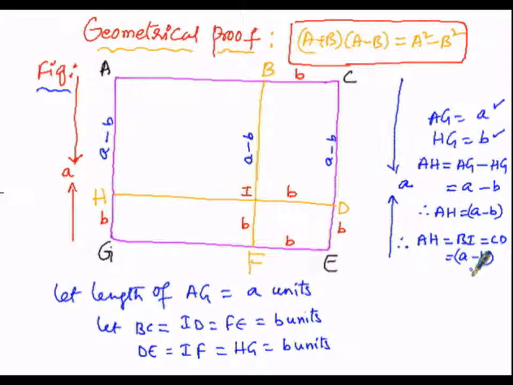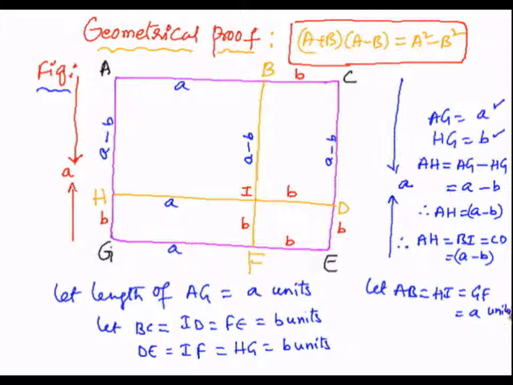Then in a similar manner I assume the length of GF as a units. Since it is opposite to HI, it will be a units, and AB also will be a units. So AB equals HI equals GF equals a units.